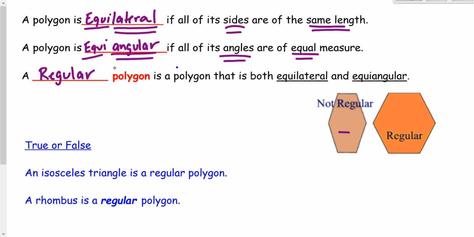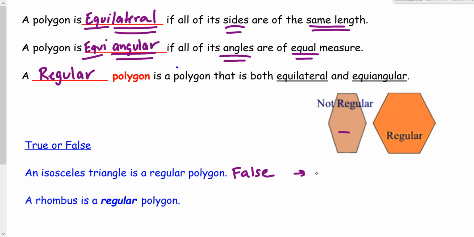So when we are talking about triangles, is an isosceles triangle a regular polygon? And the answer is no, that's false. Okay, what is the regular polygon for three-sided shapes? Well, it's an equilateral triangle because equilateral triangles are always equiangular. So that is considered a regular shape. That is the only time that a triangle is equilateral and equiangular at the same time. It's the only triangle that that happens with.